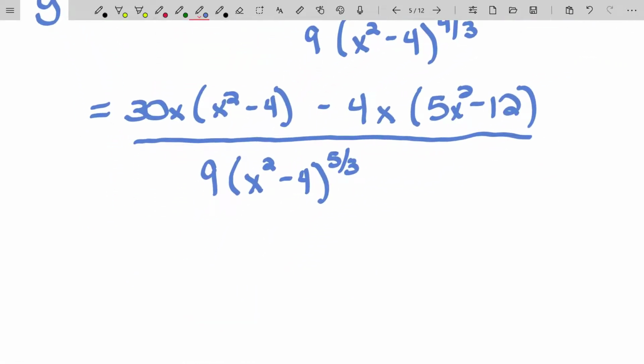Distributing through in the numerator, we will get a 30x cubed minus 20x cubed, or in other words, a 10x cubed.